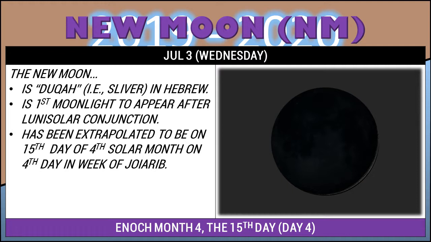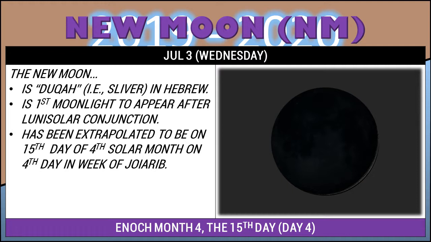month. If you look at the bullet points, the new moon has been extrapolated to be on the 15th day of the 4th solar month, on the 4th day in the week of Jorib. And that's exactly what was observed as well on July 3rd, 2019, the first sliver of the moon.